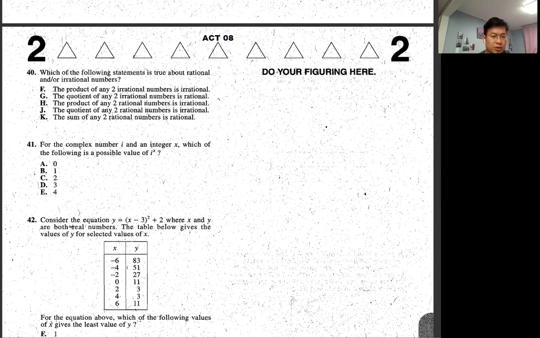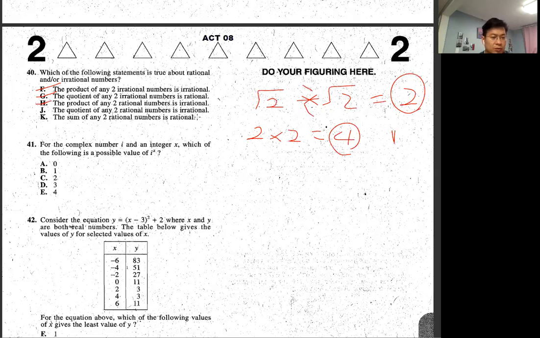Rational or irrational number? The product of an irrational number is irrational? No, root 2 is irrational, and root 2 times root 2 is 2, rational, so it's not. Same thing with the quotient: if you divide by this one, it becomes 1, so it's not. The product of 2 rational numbers is irrational? No, 2 times 2, 4, rational number. The quotient of irrational numbers, not necessarily. So divide, same thing, it's 1, so it's not. The sum of 2 rational numbers is rational, 2 plus 2, 4.